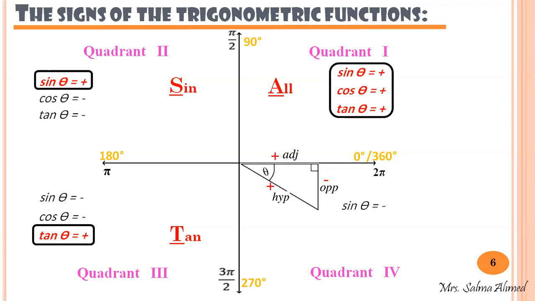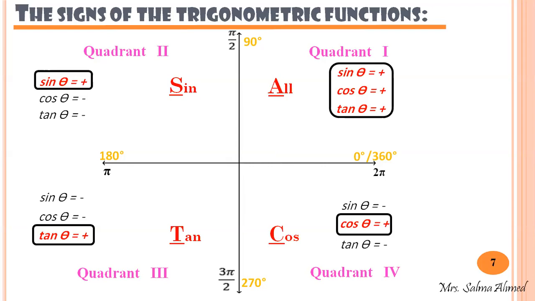Find the signs. Sine will be opposite over hypotenuse, so negative over positive gives negative. Cosine will be adjacent over hypotenuse, which is positive over positive, gives positive. And tan is opposite over adjacent, so negative over positive gives negative. So I found in quadrant 4 that only cosine has the positive sign.